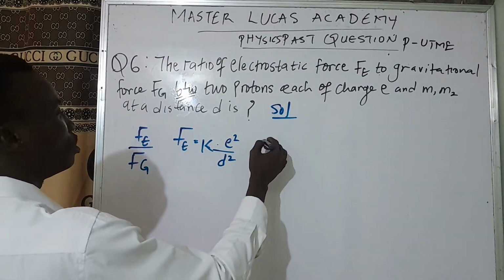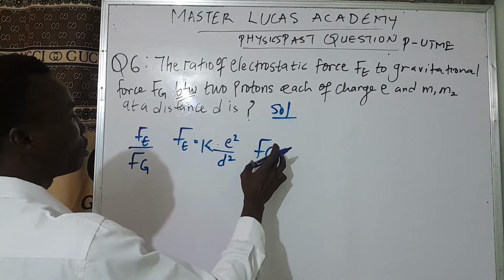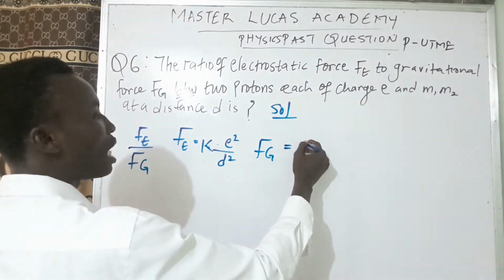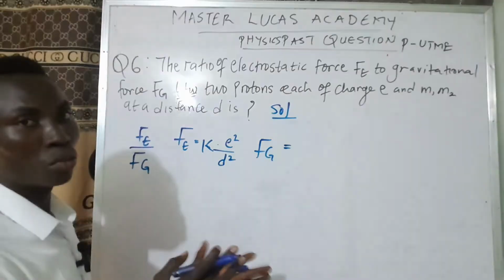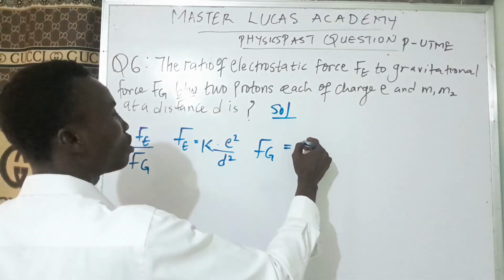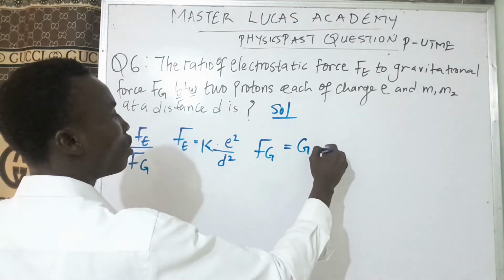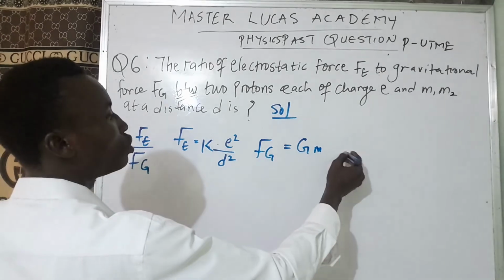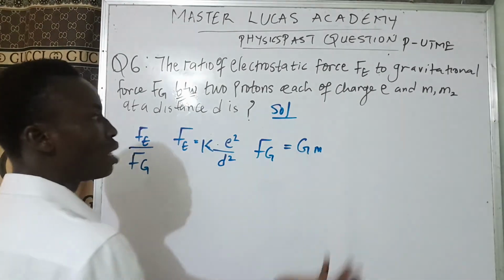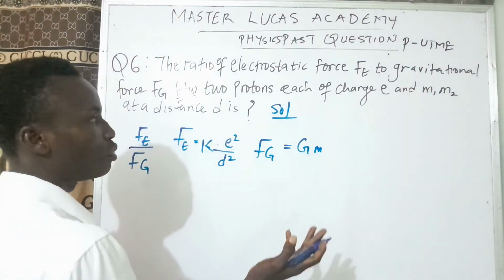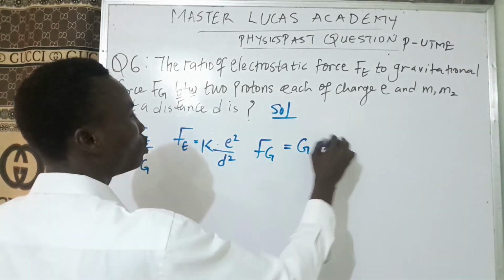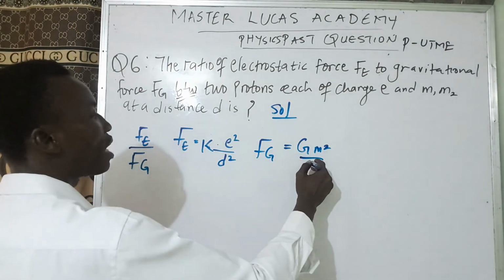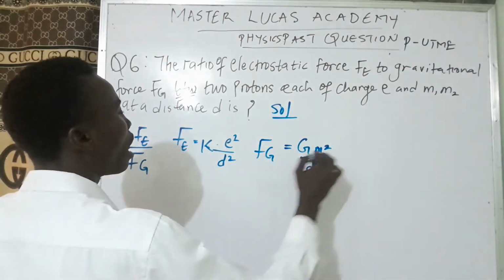Now the next one, you are also given the gravitational force, which is Fg. The gravitational force is about the two masses apart, so there we are going to have G for m1 and m2. For m1 and m2 now, we can use m for it, so that will be m squared in this place, still divided by the distance apart, d squared.